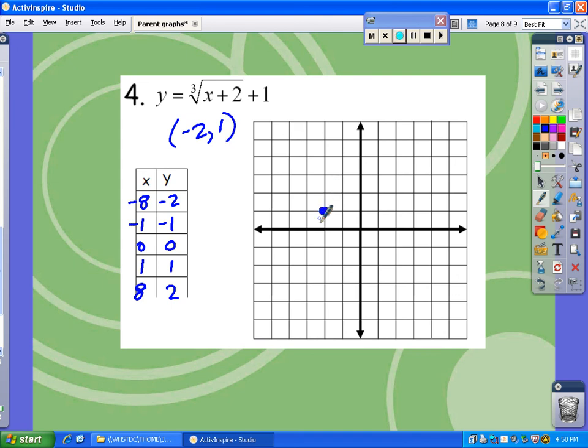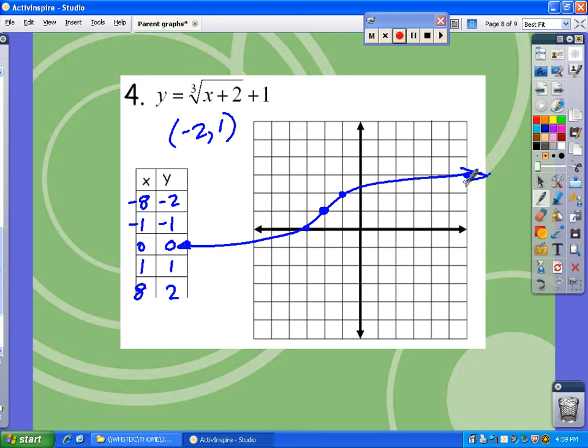Alright, we're going to fit the points as best as we can on here. So negative 8. Now I'm counting from this new vertex when I count that negative 8. Down 2. About right there. Alright, left 1, down 1. 0, 0. Right 1, up 1. And then right 8, up 2. So there's my graph. Try to make a nice smooth curve. There's my cube root, stretched out S.